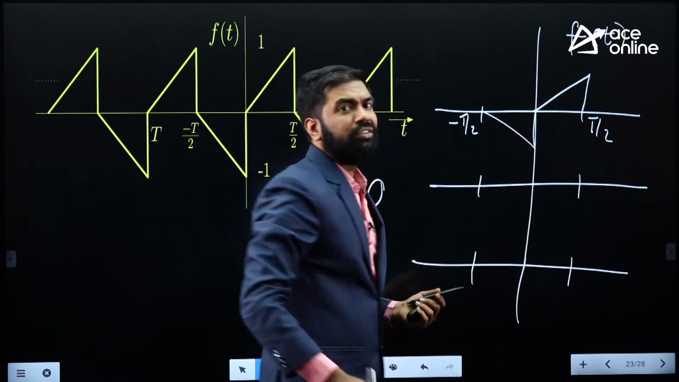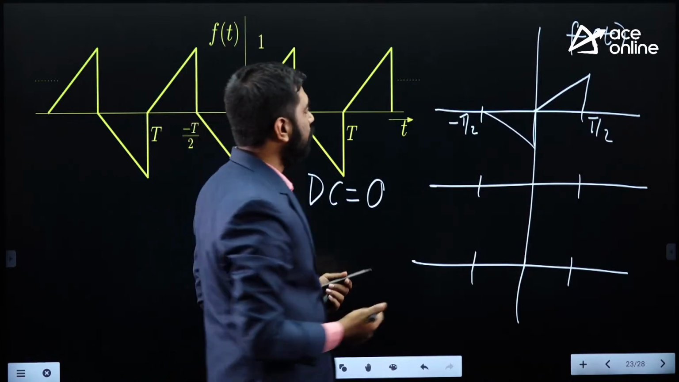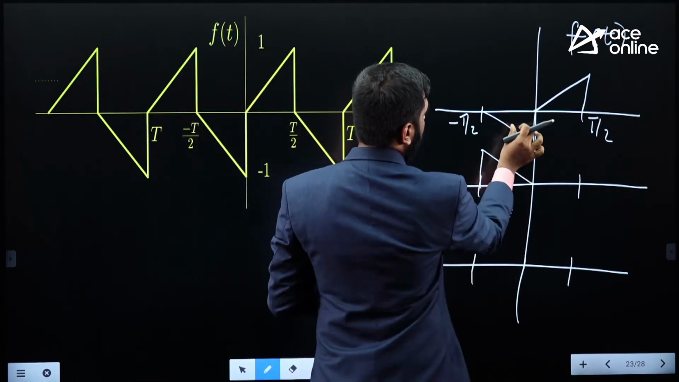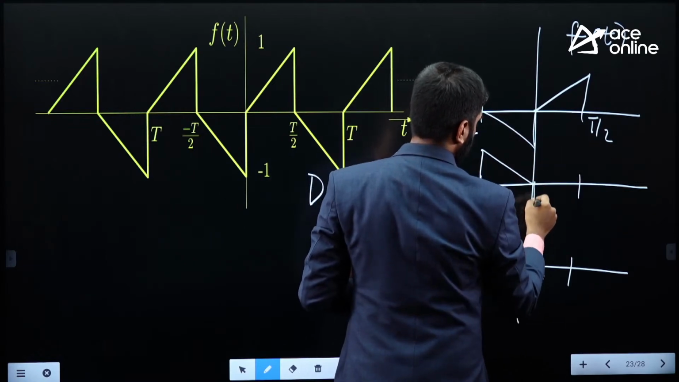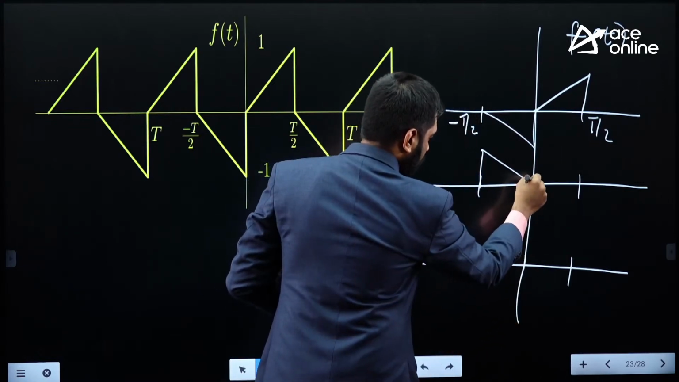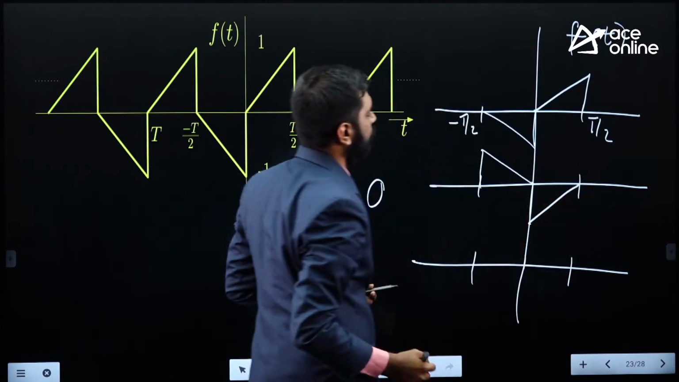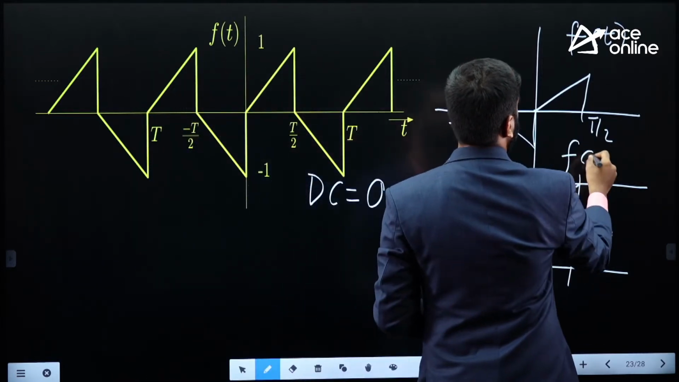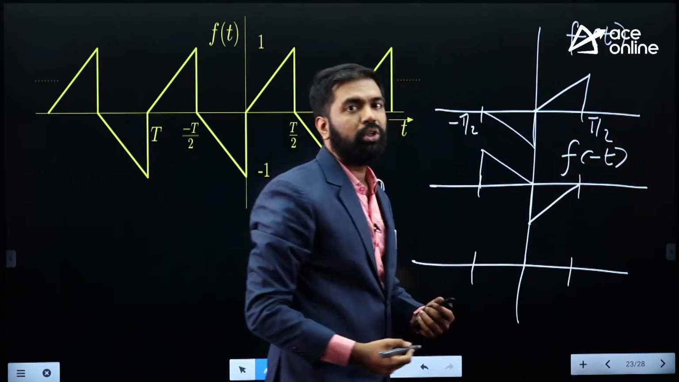So now you need to rotate this about y-axis. So how does that look? It looks like this. And this, right? So how does that look? It looks like this. Now what is this? This is f of minus t, that is rotation of f of t about y-axis.